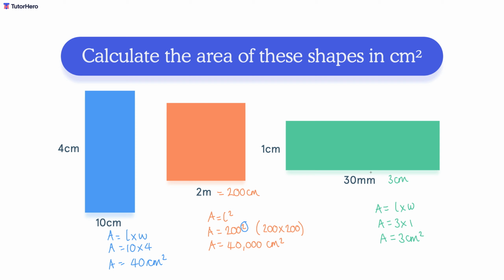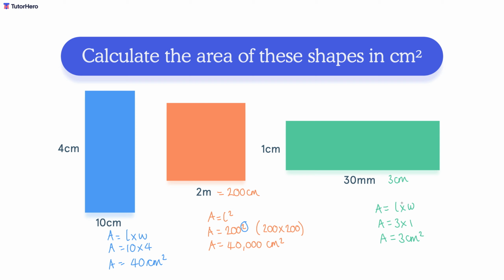And finally, the last shape is a rectangle, which has sides of 1 centimetre and 30 millimetres. Now we need to convert 30 millimetres to centimetres. We know that there are 10 millimetres in 1 centimetre, so we're going to divide 30 by 10, which equals 3. So the length is 3 centimetres.